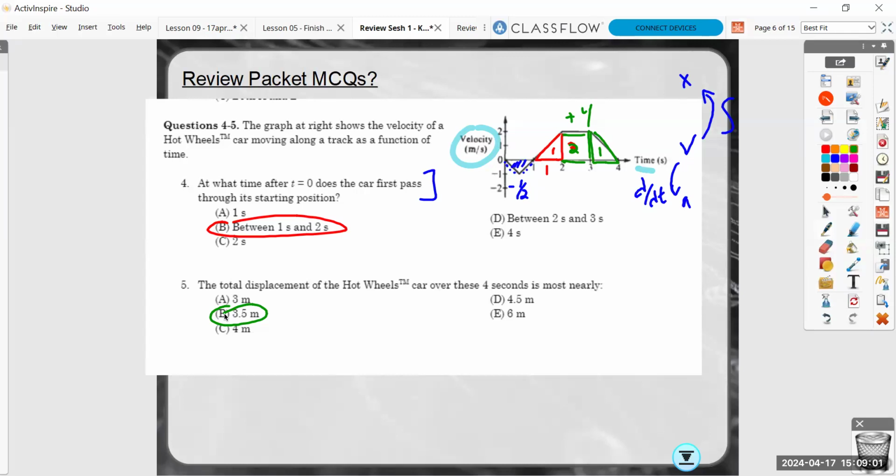So if we imagine that it starts at x equals 0, it goes back 1/2 a meter, then forward 4 meters. So it ends up 3.5 meters from where it started. Yeah. So total displacement. All right. Are there any other ones?